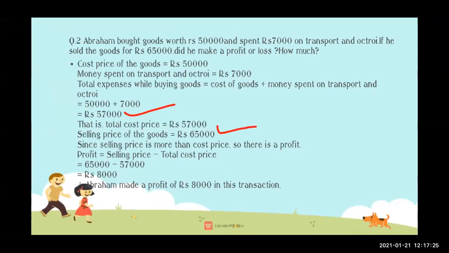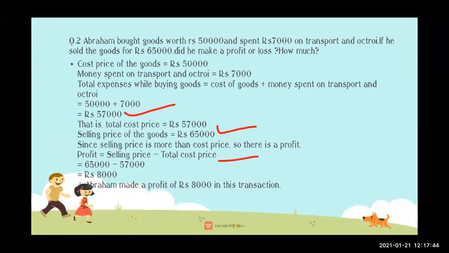So here we are incurring a profit. So we have to use the statement of profit. Since selling price is more than cost price, there is a profit. Now we have to use the formula of profit. Profit equals selling price minus cost price.